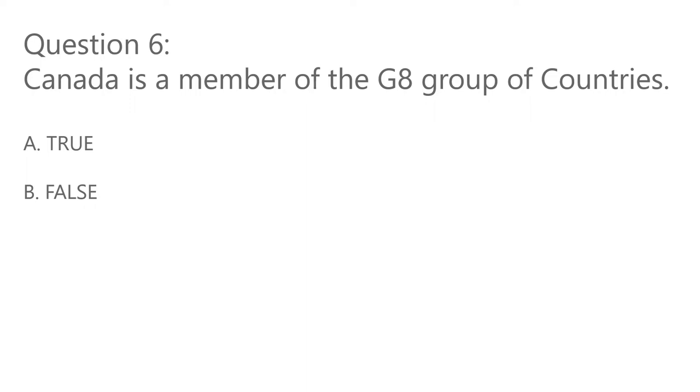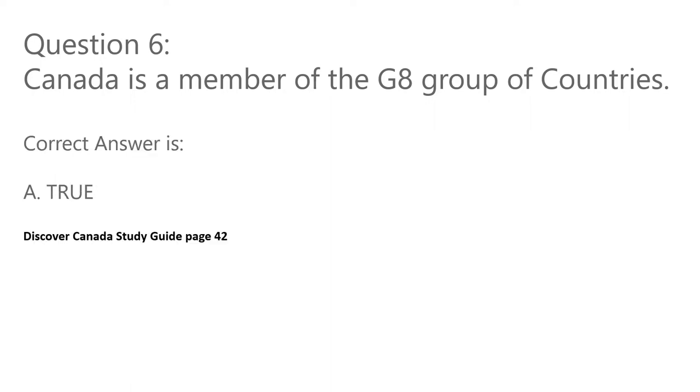Question 6. Canada is a member of the G8 group of countries. A. True. B. False. Correct answer is A. True. Discover Canada Study Guide, page 42.